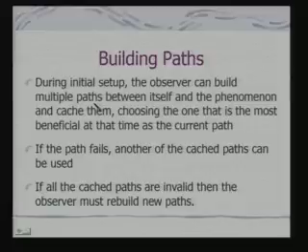So, building paths is the basic scheme in this case. During initial setup, the observer can build multiple paths between itself and the phenomena, and it can cache them, that is, it can make them enabled, choosing the one that is the most beneficial at that time as the current path. So, what does this mean?